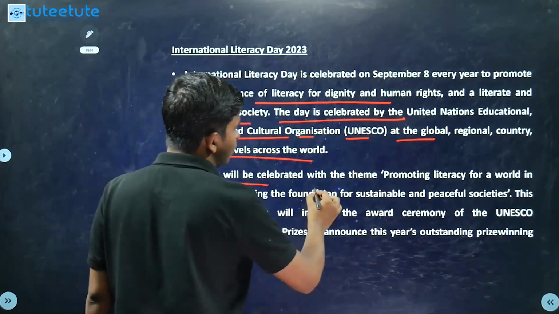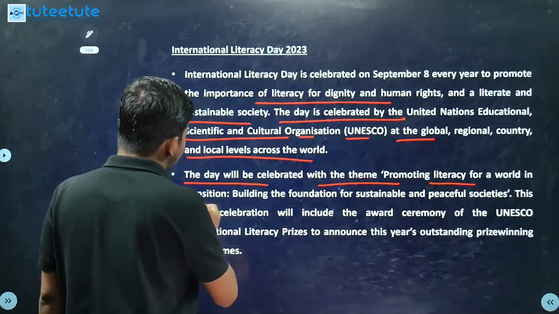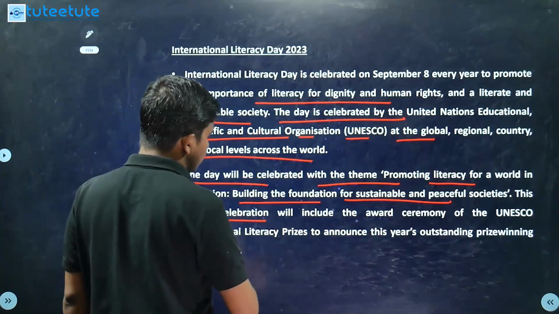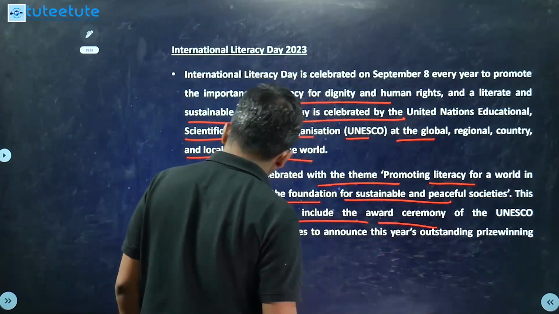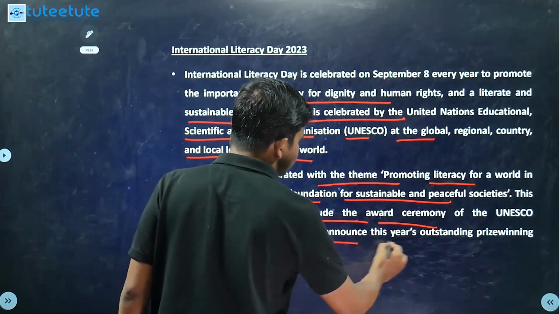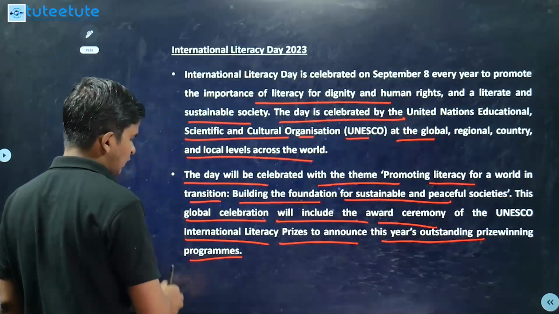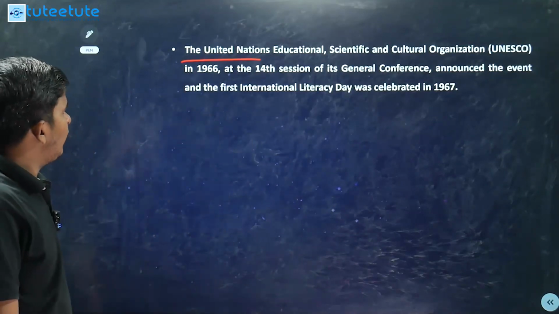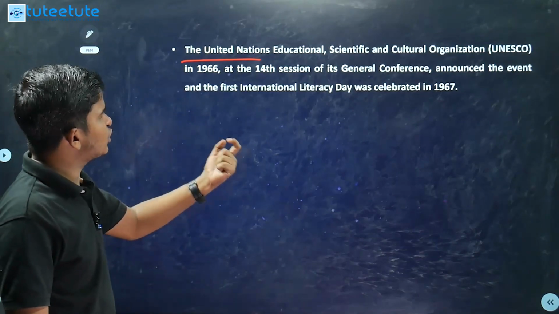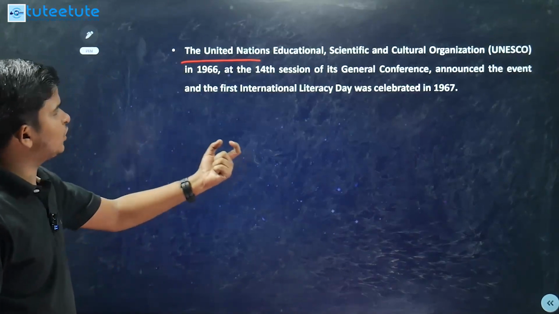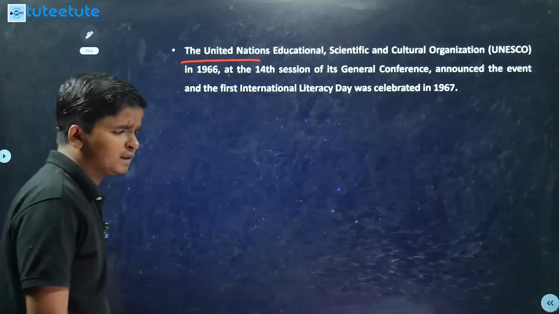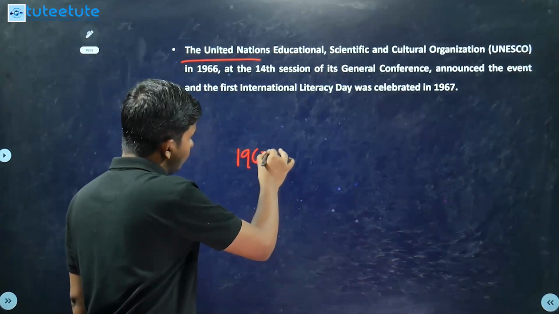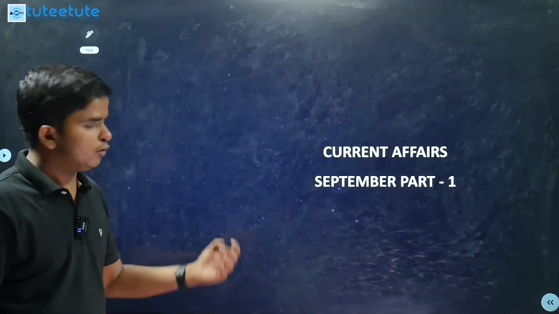The day will be celebrated with the theme of promoting literacy for a world in transition, building a foundation for sustainable and peaceful societies. This global celebration will include the award ceremony of the UNESCO International Literacy Prizes to announce this year's outstanding prize-winning programs. Clear? UNESCO, in 1966 at the 14th session of the General Conference, announced the event, and the first International Literacy Day was celebrated in 1967. Sometimes they ask when the first International Literacy Day was celebrated, the answer is 1967. Clear? These are the important current affairs from the first part of September.